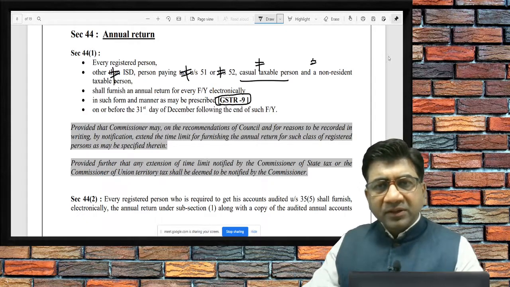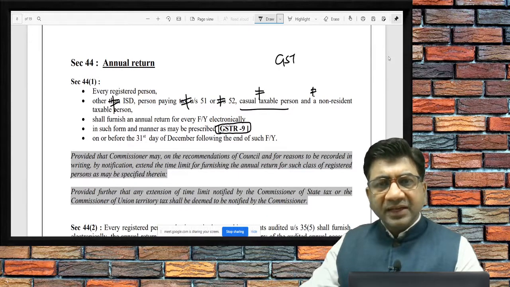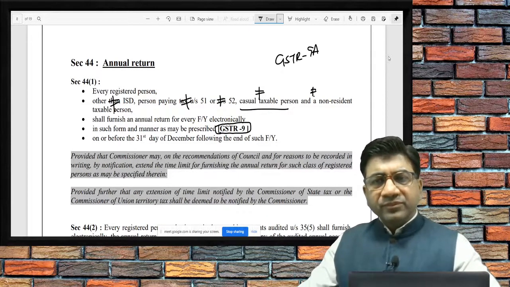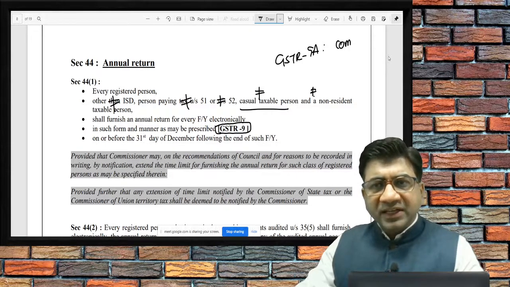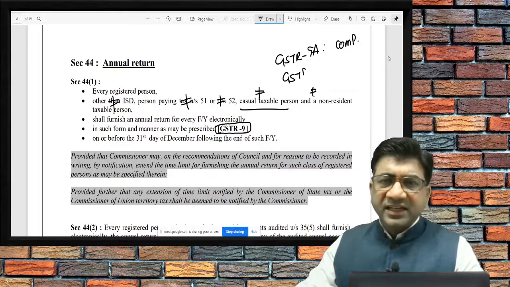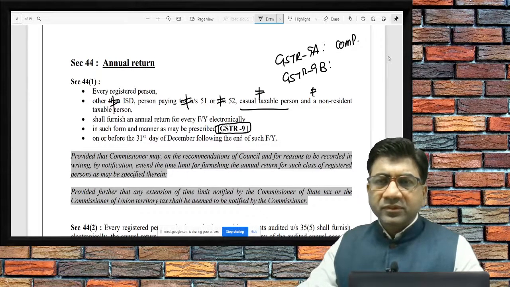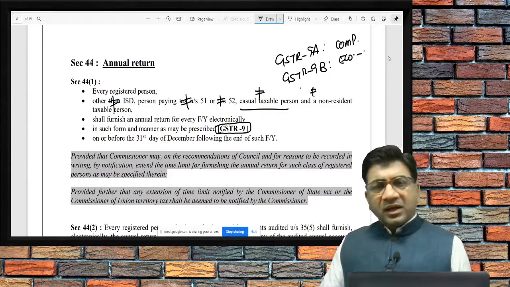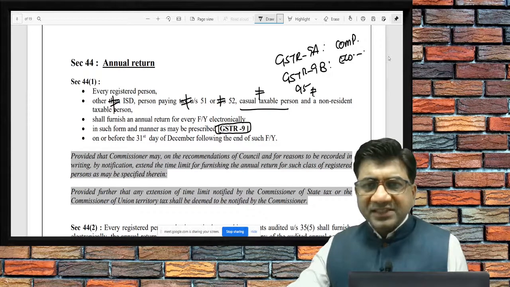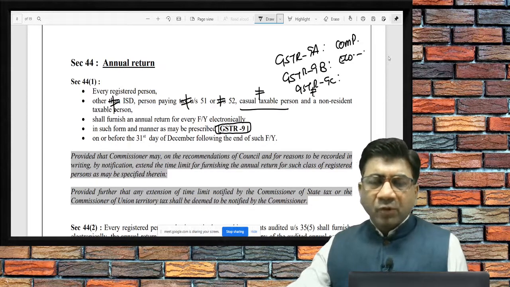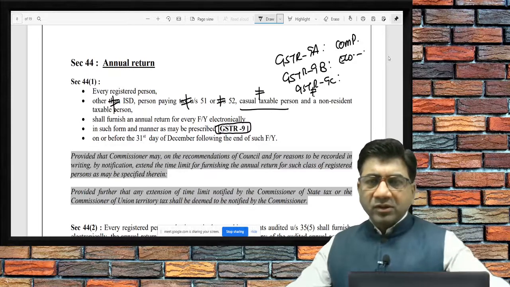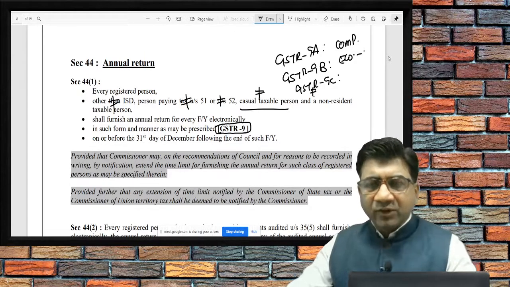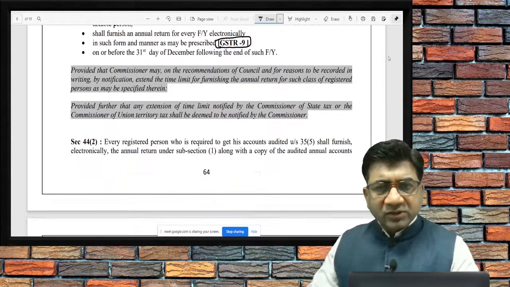And NRTP. What was GSTR 9A? Composition dealer. Composition dealer annual return. Very good. GSTR 9B, ECO annual statement. And what are the monthly returns of ECO? That is GSTR 8, and annual is this. And GSTR 9C is for the audit persons, yes, and they have to file the annual report in this. Very good.